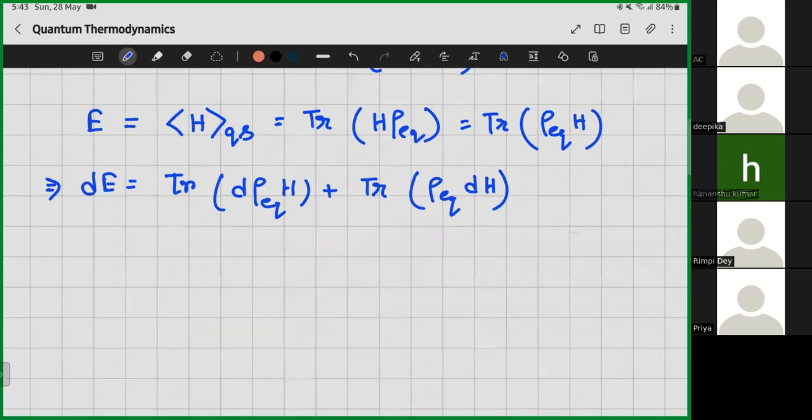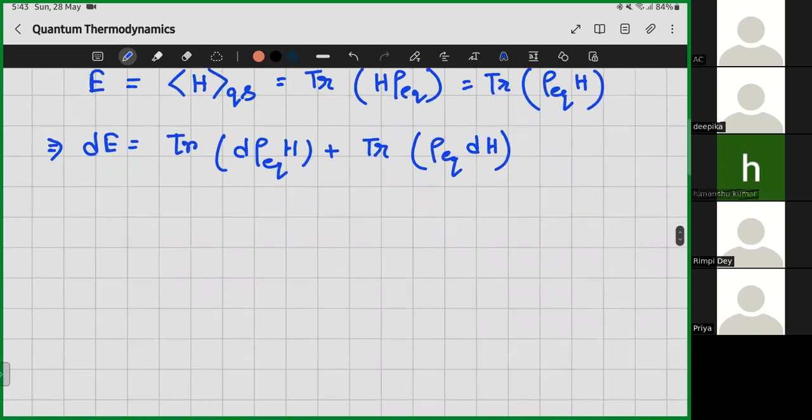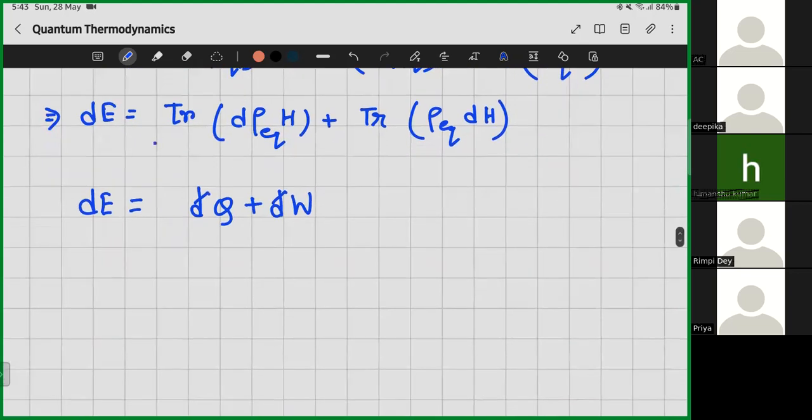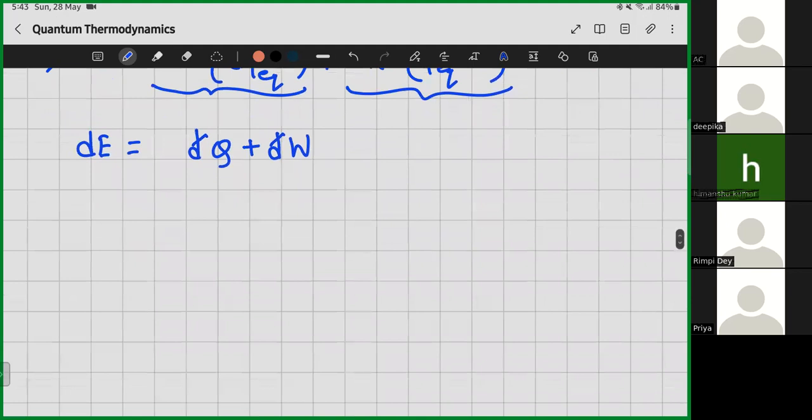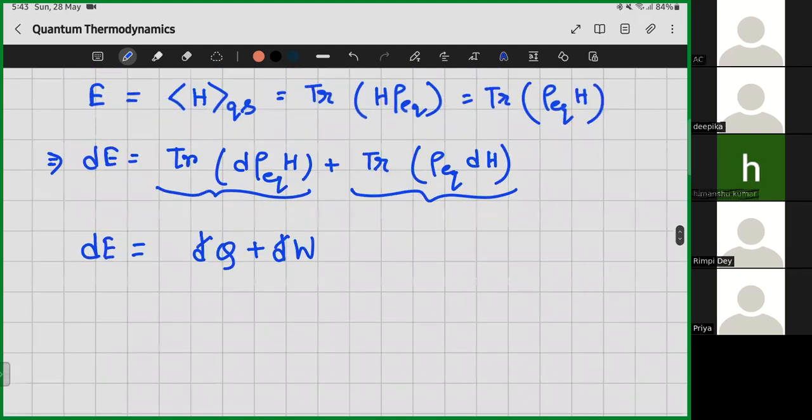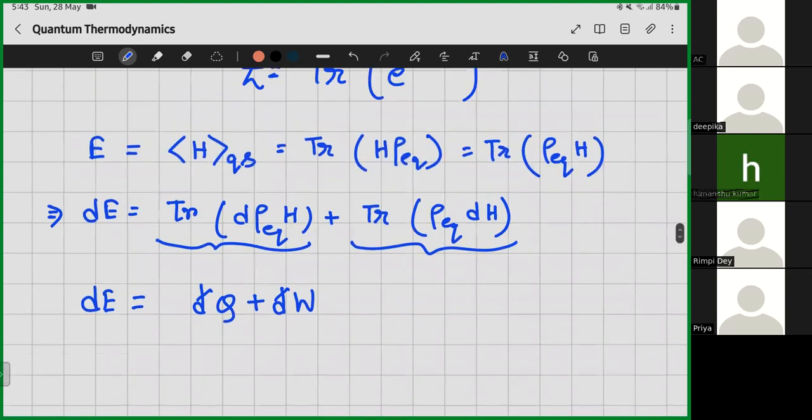Okay, so this thing we can write. Now if we relate with our classical thermodynamics, that is d cross q plus d cross w. Here these two terms are essentially the same thing. This is our d cross q and this is our d cross w. So from here we can relate the heat and work in case of quantum thermodynamics, quantum mechanical system.